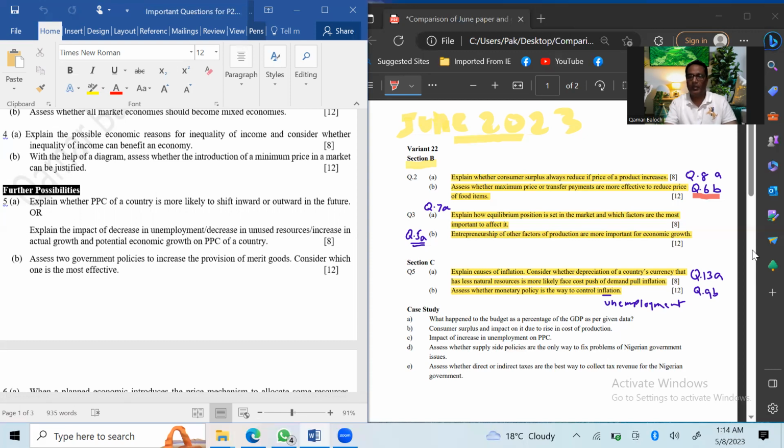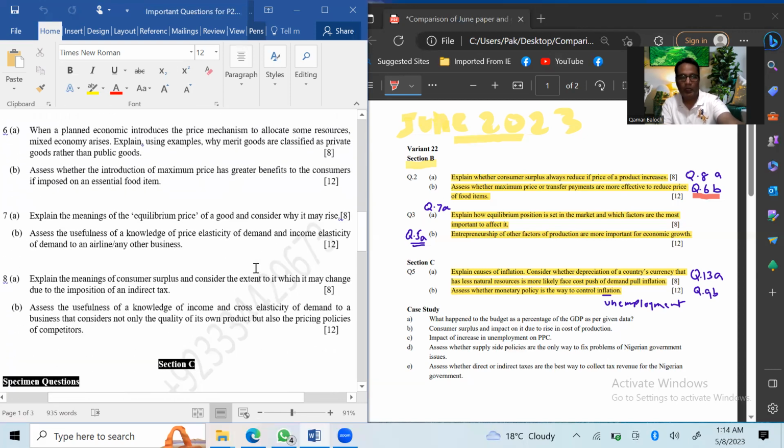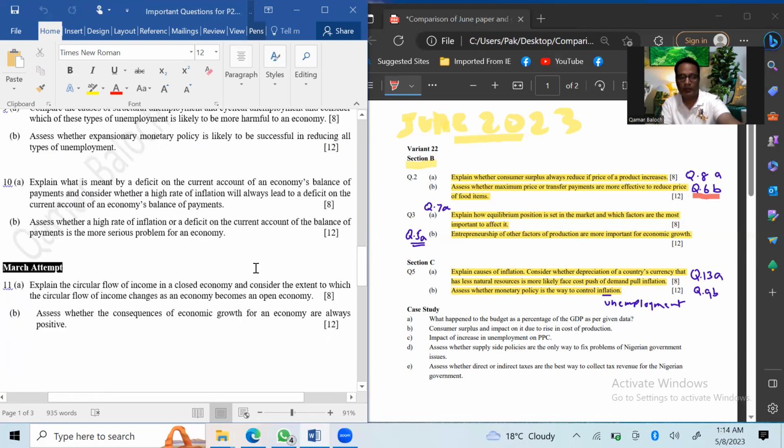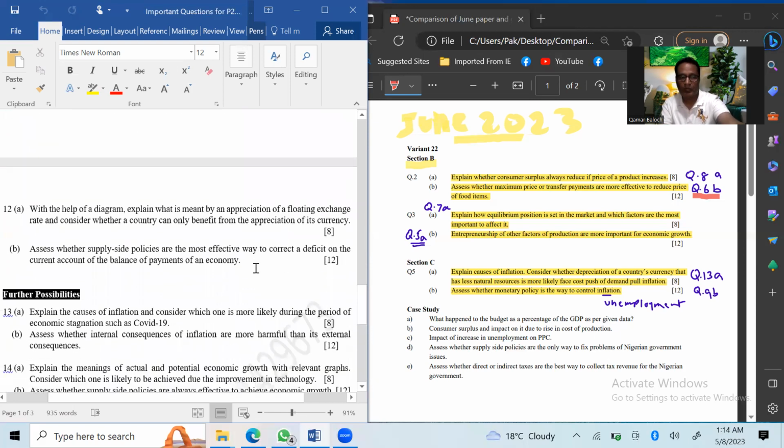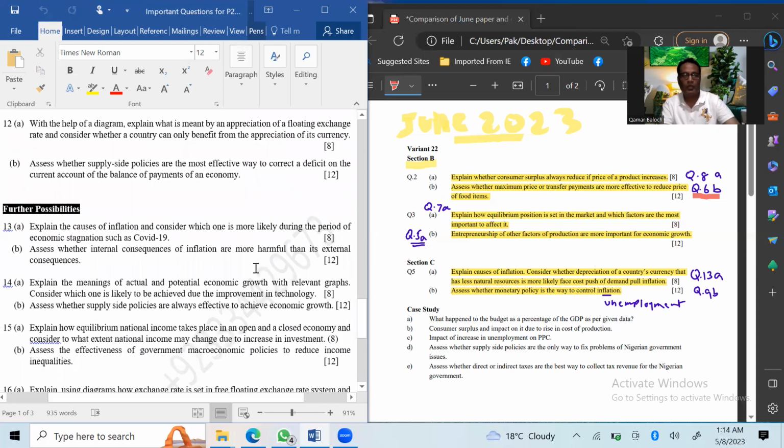Moving to section C, question number 5A was: explain the causes of inflation, consider whether depreciation of a country's currency that has less natural resources is more likely to face cost push or demand pull inflation. So this question was also given in the guess paper. That was question number 13, part A, and question number 13, part A says, let me show you on the screen.